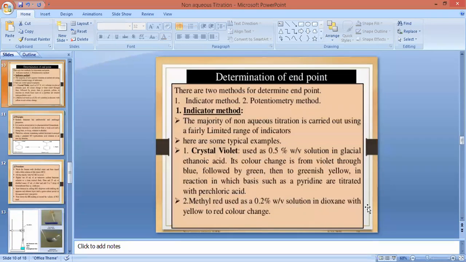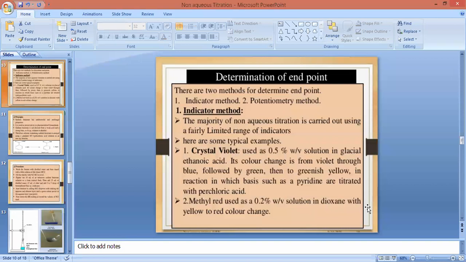Next point to be covered under non-aqueous titration is the determination of endpoint. Endpoint in any sort of volumetric analysis can be determined with the help of an indicator. The name itself indicates the completion of reaction between titrate and titrant by a color change. Depending upon the nature of the analyte, selection of indicator is to be done.